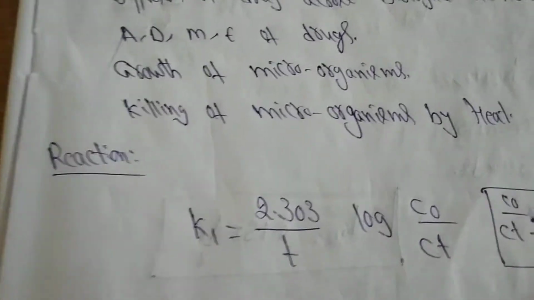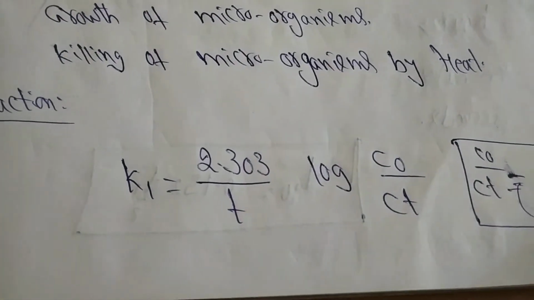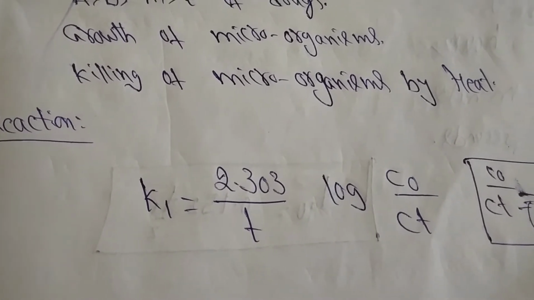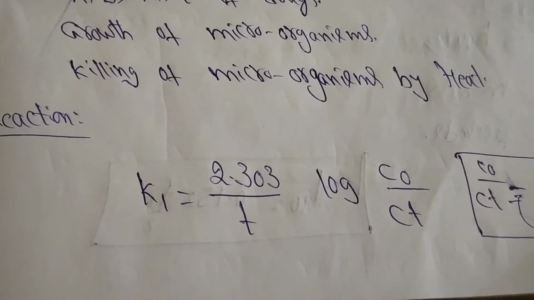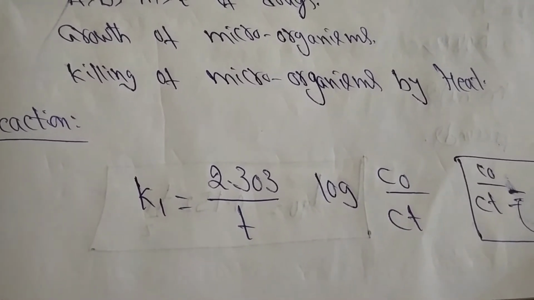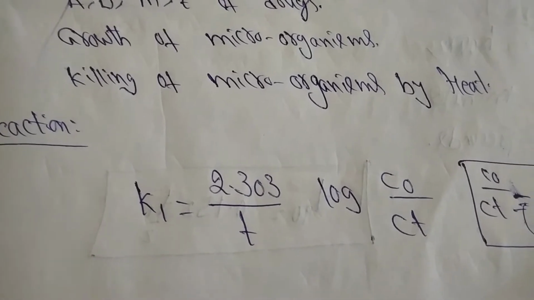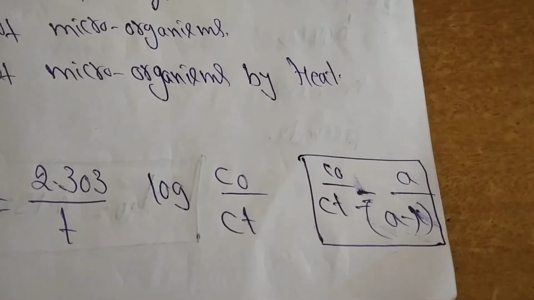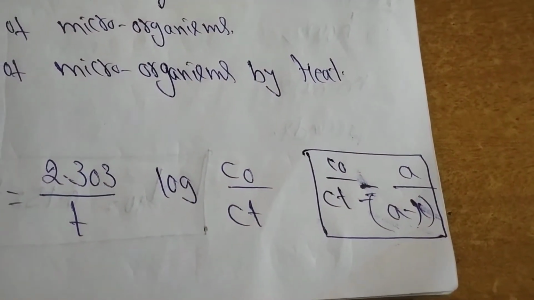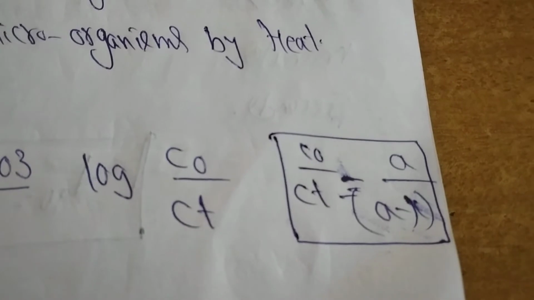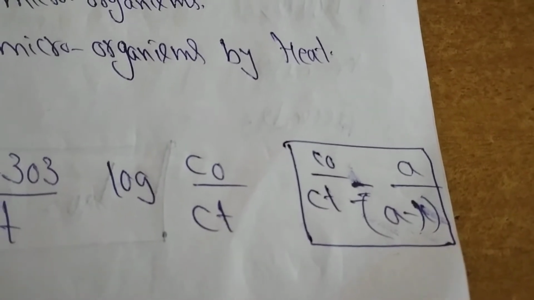First order rate constant can be given by using the following equation: K1 is equal to 2.303 by t log C0 by Ct. In the above equation, K1 is the first order rate constant, t is time, C0 means the initial concentration of the drug, Ct means the concentration of the drug with respect to time. C0 by Ct is also written as a by a minus x. In the above equation, a is the initial concentration of the drug, a minus x is the concentration of the drug with respect to time.